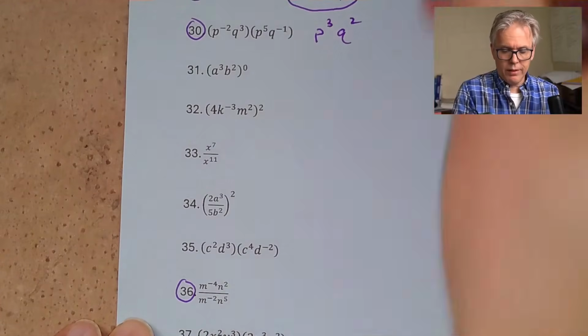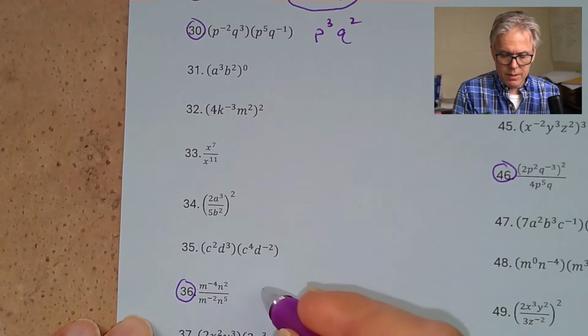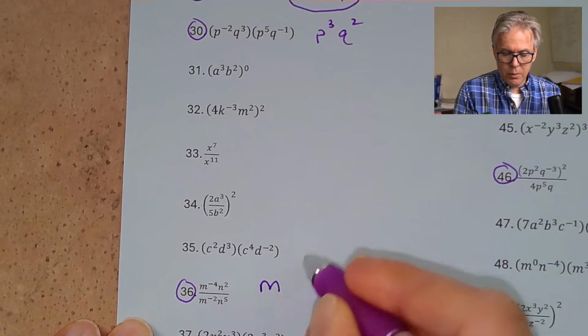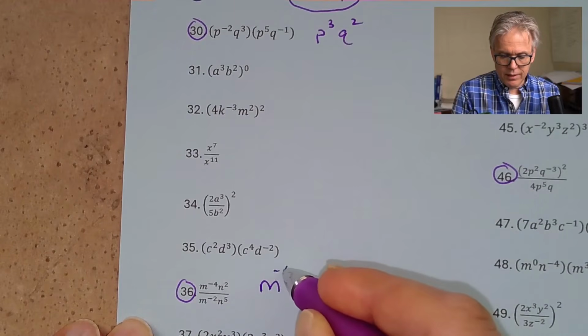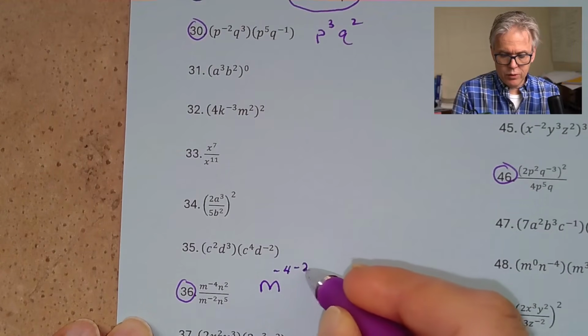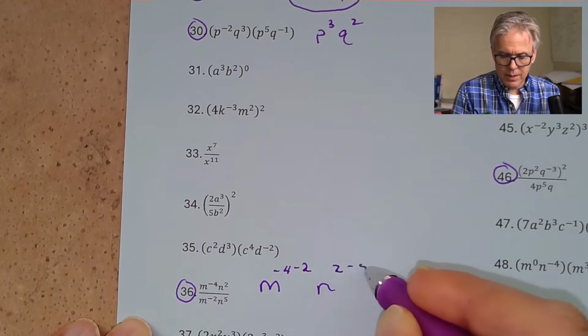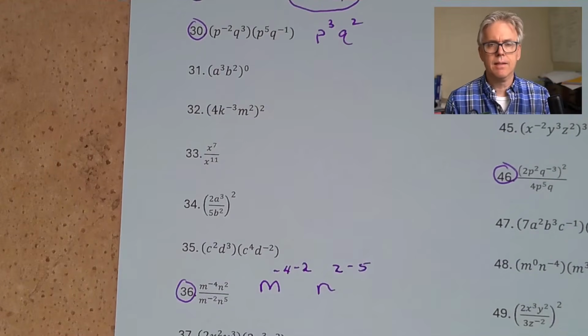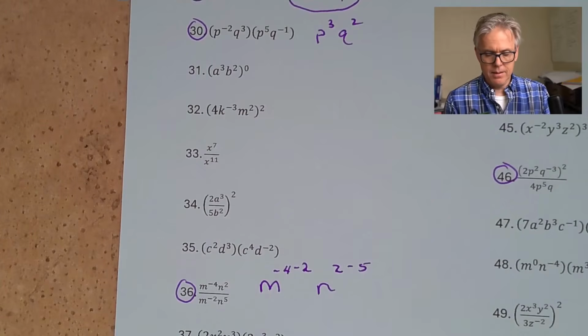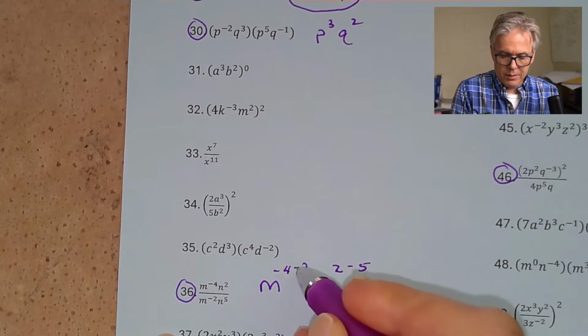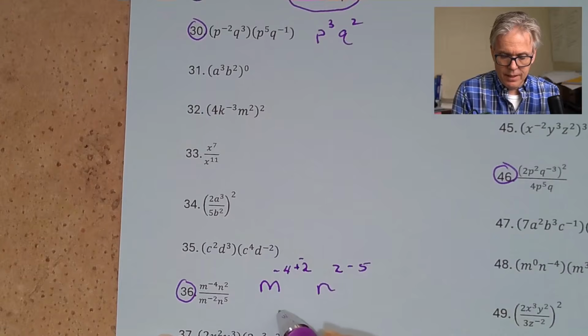Using the letter of the law, that is, our properties, we're just going to do m. We have negative 4, and maybe I'll write this out, negative 4 minus 2. And then n to the 2 minus 5. So when I'm dividing, I subtract the exponents. Plus a negative, and then I'll have m to the negative 6th, n to the negative 3.